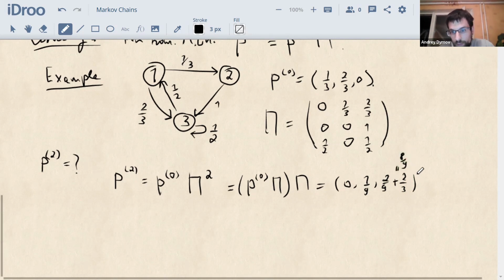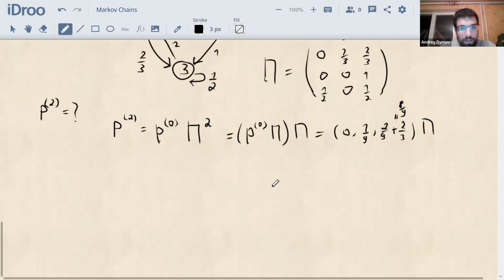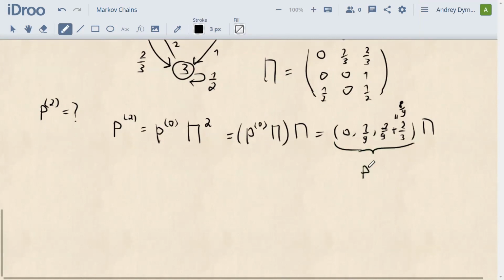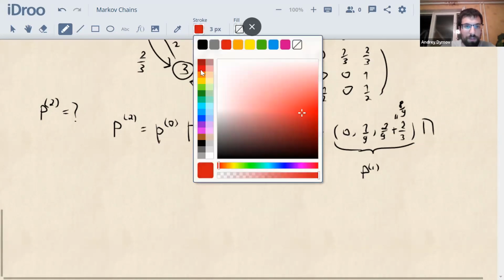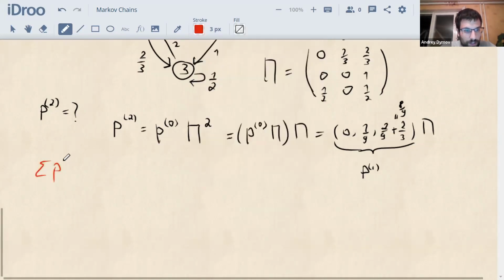Oh, we should multiply it by P again. Actually, what is this vector? Who is this? P1. Yeah, this is exactly the distribution at the first moment of time. But look, instead of computing this 8/9, I understand that the sum of the components of the distribution equals 1, because these are probabilities. So I could directly write that here I have 8/9.